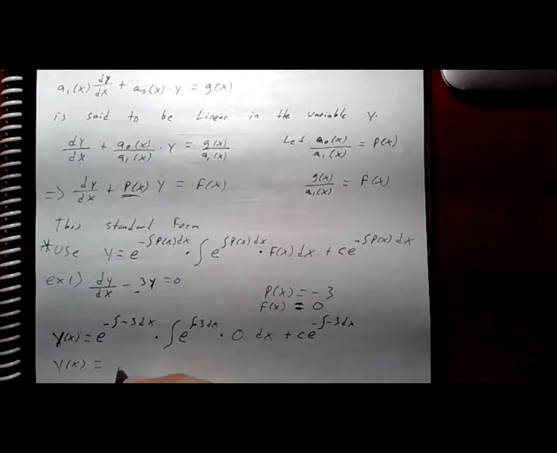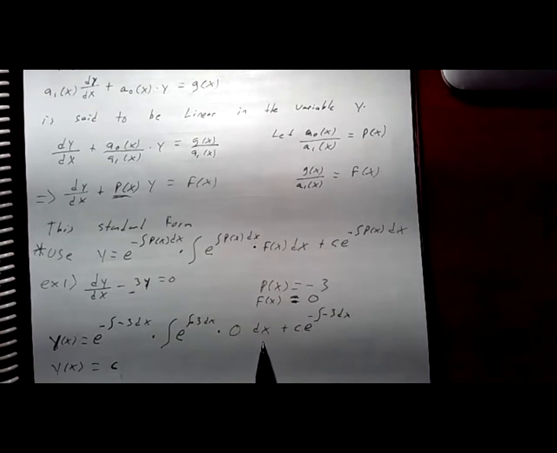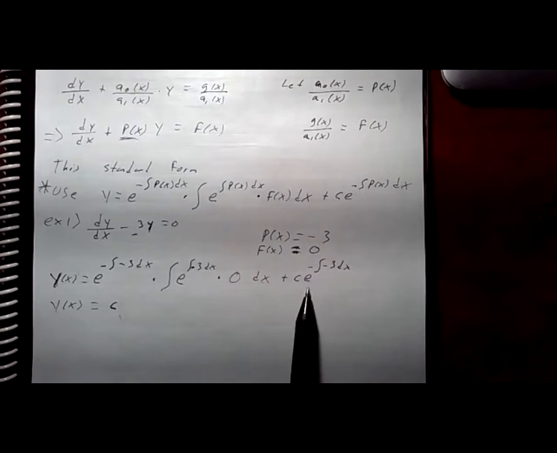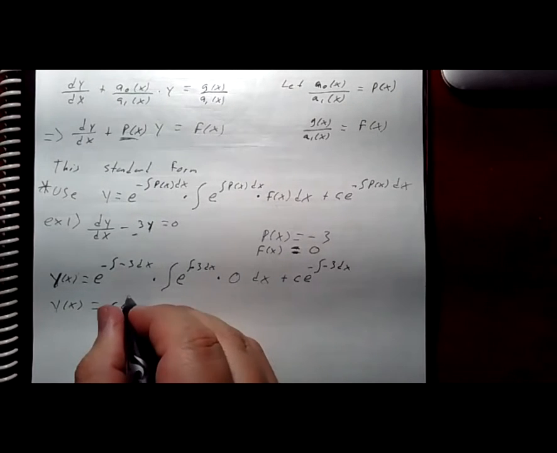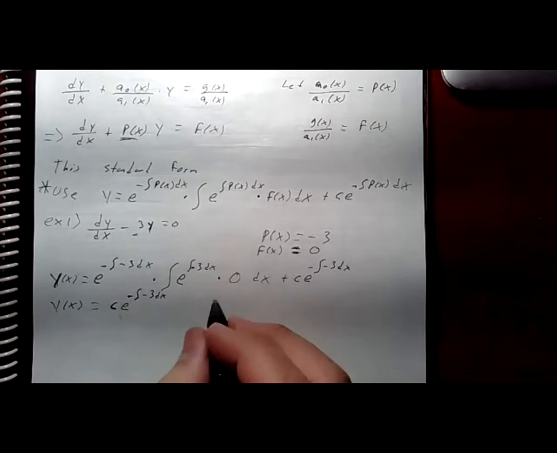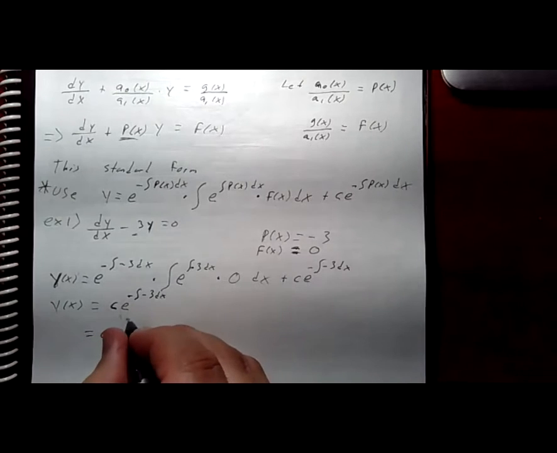Now, real quick, notice how the dx is right there, right? That means that this is not inside the integral. So that will be negative the negative 3 dx, so that's going to be positive. So the solution will be C e to the 3x.